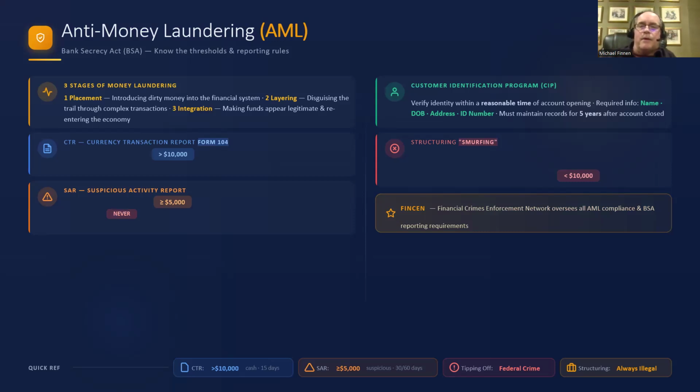Lastly, we have structuring or smurfing. This is where somebody tries to put in, I put in 2,000 and I put in 3,000, I put in 7,000 a day.